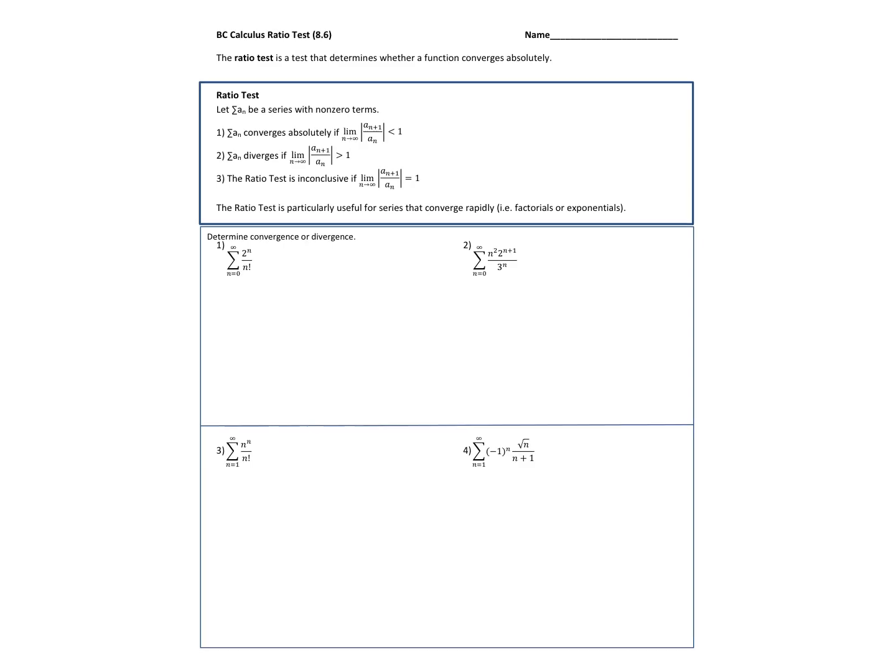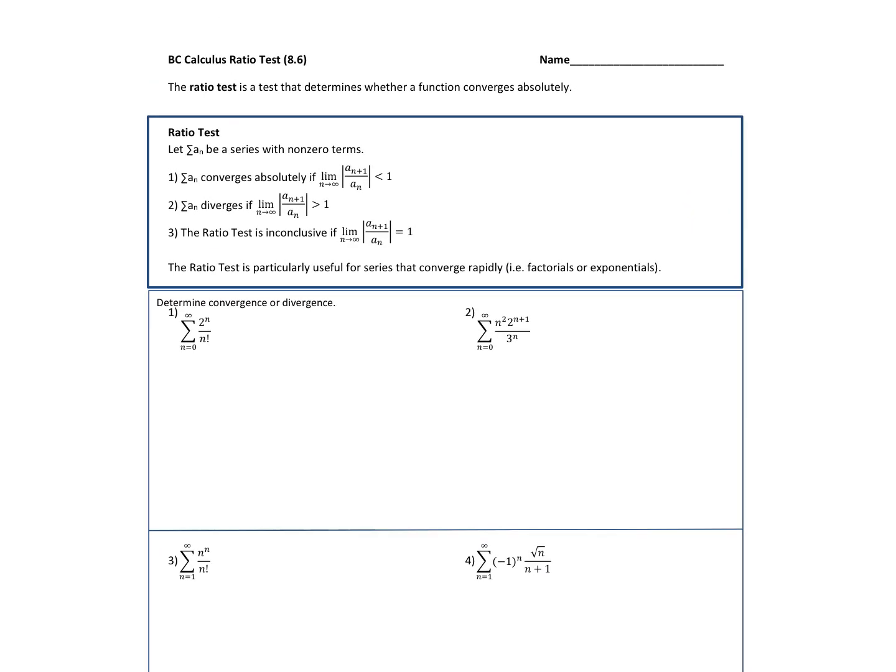In this video, we will cover the ratio test. So the ratio test, for some people, is their go-to test. It's definitely good for factorials and exponentials. So the ratio test allows us to determine if a series converges absolutely.